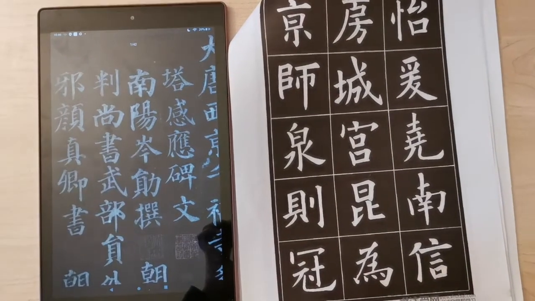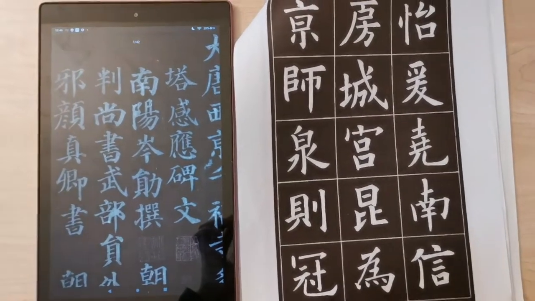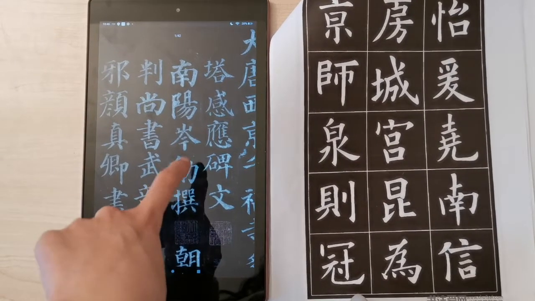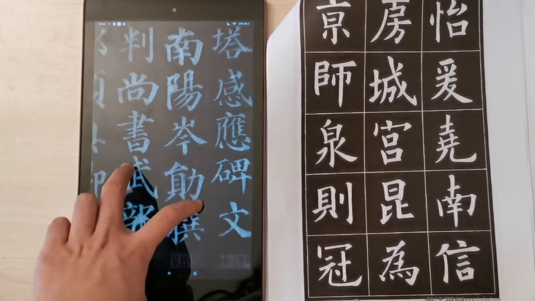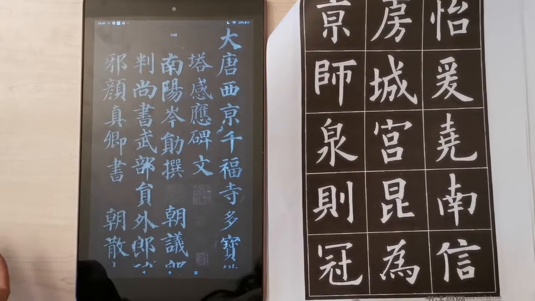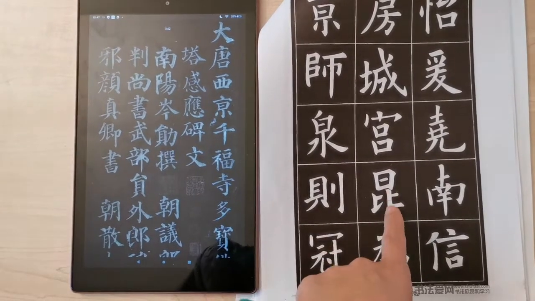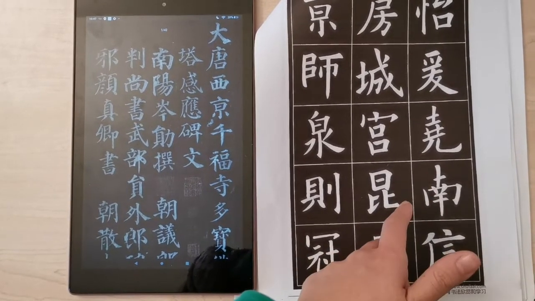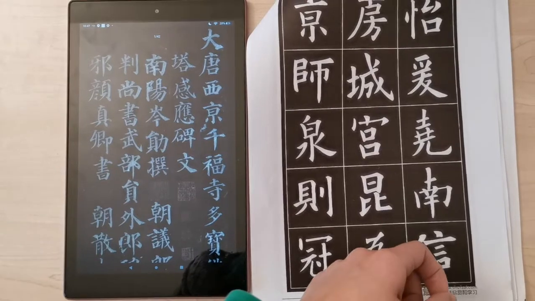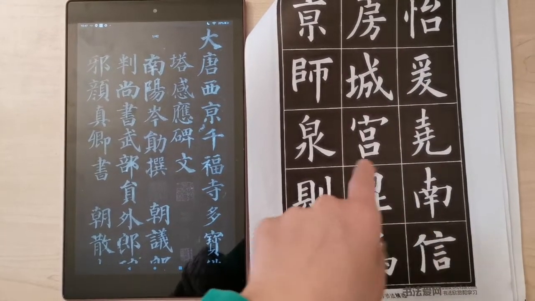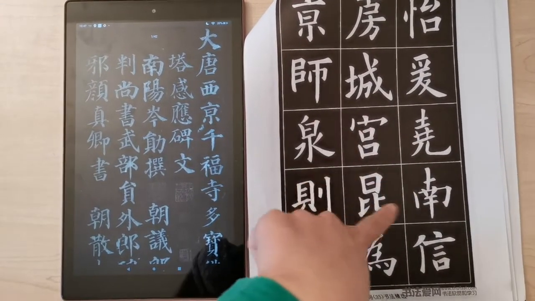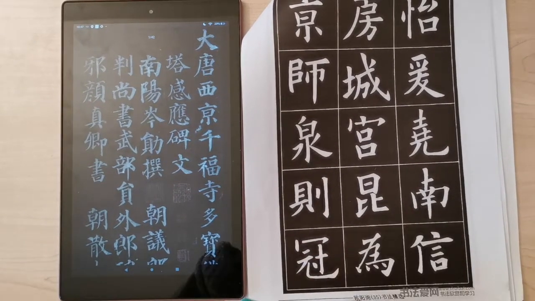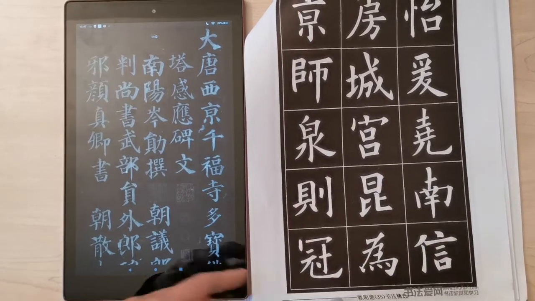A lot of times I like to describe the Yan style as the bodybuilder. It has very strong muscle. It gives you a sense of sturdiness and strength. Whereas the Ou style is more dense and elegant, I would say. It's also like a group dance. When you look at the characters together, they look very uniform and follow a really well-organized pattern.